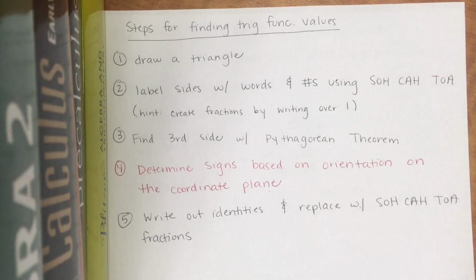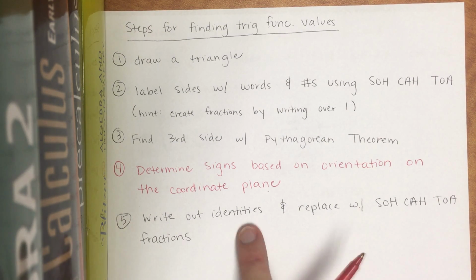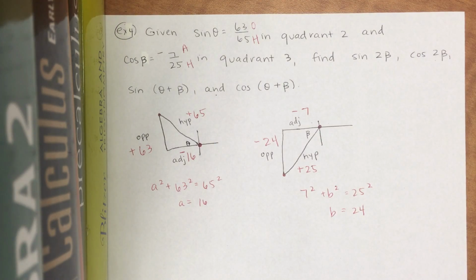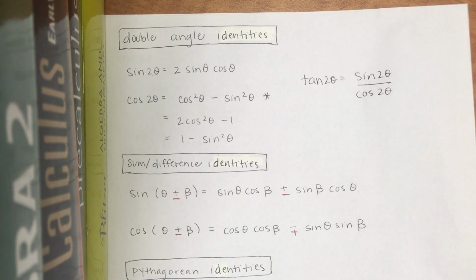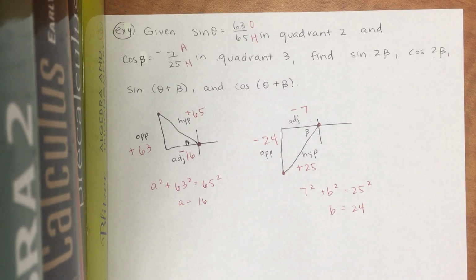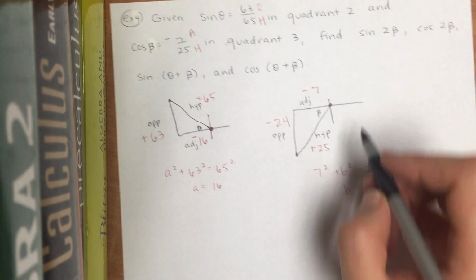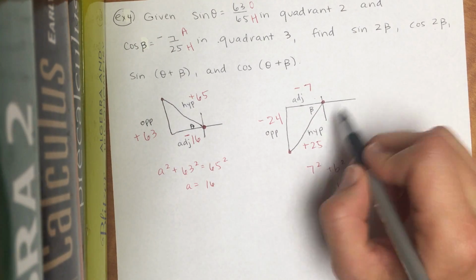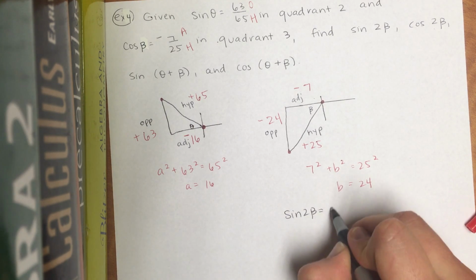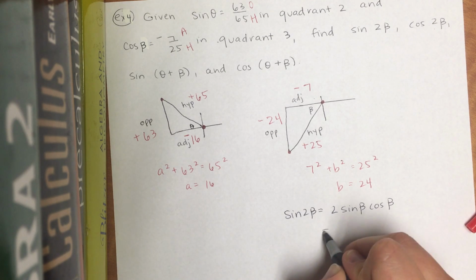Reminder, I am using these steps right here. All I have left to do is write out my identities and replace them with their SOHCAHTOA fractions. Here are the identities that we are using: double angle and sum and difference. Okay, let's start with sine of 2 beta. Beta, so we're using this triangle here. So sine 2 beta is 2 sine beta cosine beta.